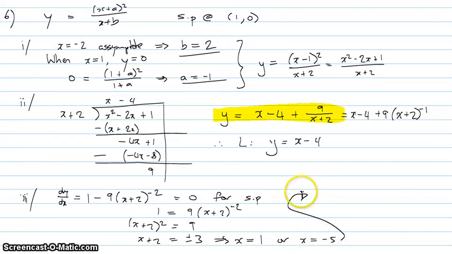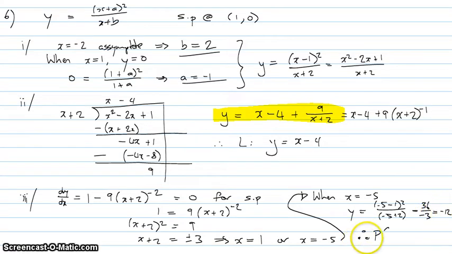So I'm going to use this one. When x equals minus 5, y equals, and again I'll use this formula this time, minus 5 minus 1 squared over minus 5 plus 2. That becomes minus 5 minus 1 is negative 6, squared becomes 36, divided by negative 5 plus 2 is negative 3. So this whole thing is negative 12. Therefore, my point P is negative 5, negative 12.